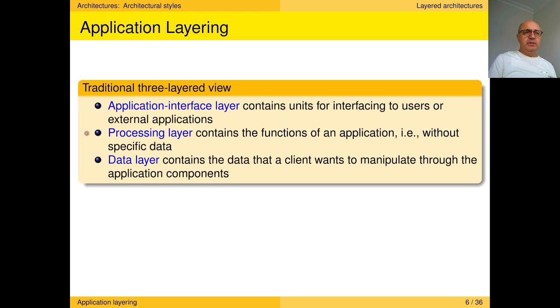Looking at the layered architecture, it is also possible to look at it from a different perspective. We can say we have an application interface layer which contains the units for these interfaces to either users or to other applications or other machines. The second one would be the processing layer. This is actually what your business logic is. So your business logic is implemented here. What I mean by business logic is whatever you want to do in that project. The real processing would be over here.